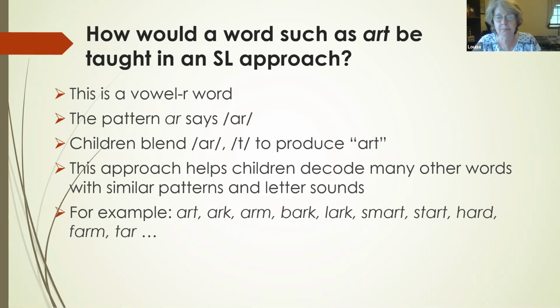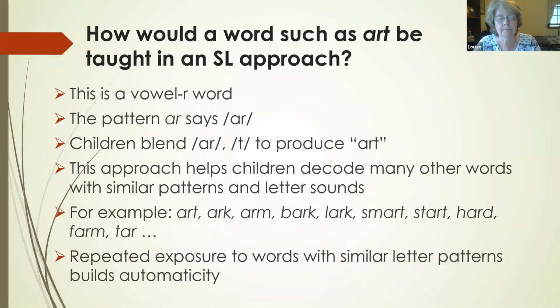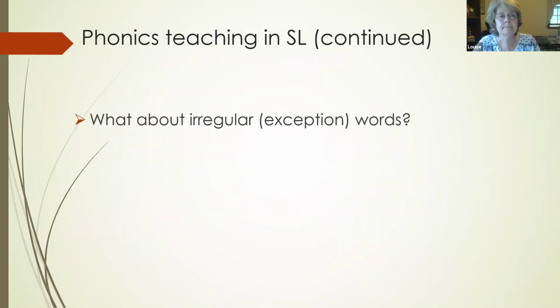With a phoneme level approach, you can vary the words in ways that, if the child knows the letter sounds and the patterns and can blend, then there's lots of words that they are able to decode. And you're also forcing attention to all the letters in a word, which is very adaptive for learning how to read in an alphabet like English. And then repeated exposure to words with similar letter patterns builds automaticity.